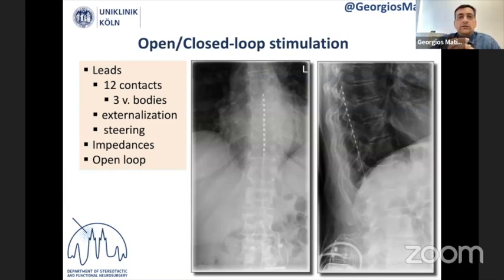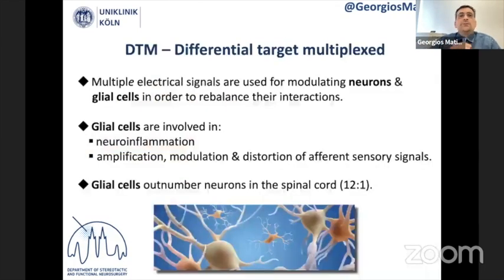The leads have 12 caudates, meaning we can cover almost 3 vertebral bodies. During the first 4 weeks, we use the open loop, the classical stimulation. And when the impedances are stable, after 4 weeks, the patients are coming back to our outpatient department and we change to the closed loop stimulation.